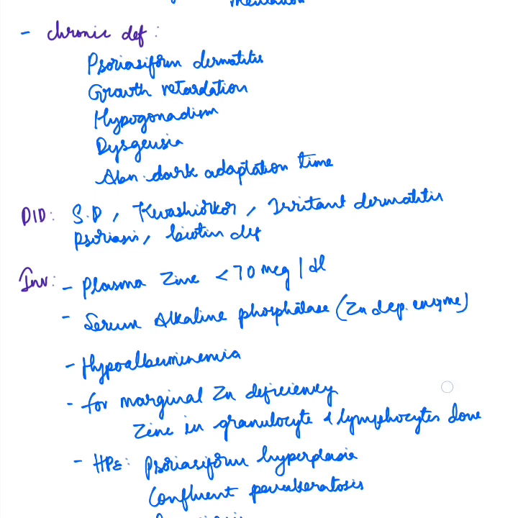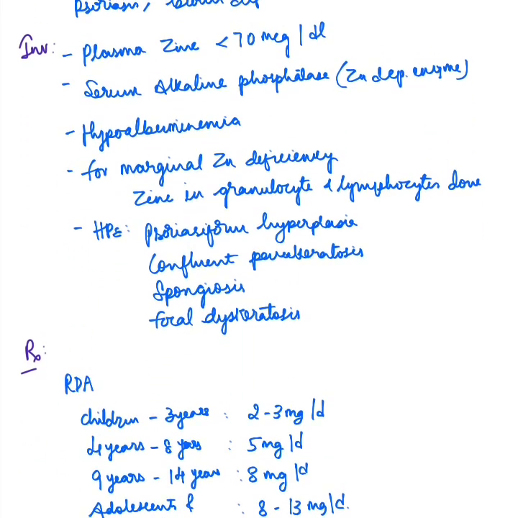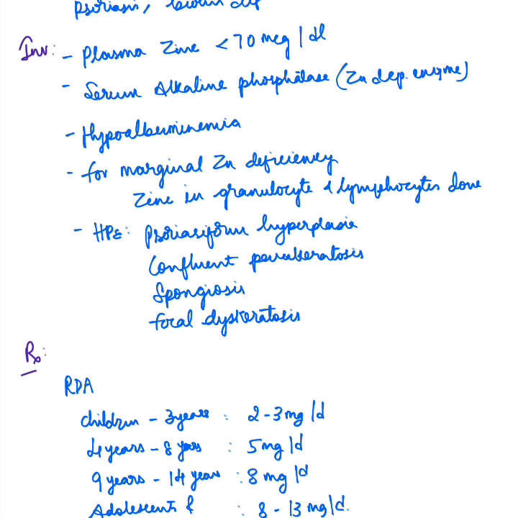Coming to investigations, the plasma zinc level will be less than 70 micrograms per deciliter, and serum alkaline phosphatase, which is a zinc dependent enzyme, levels can also be measured. Sometimes there can be accompanying hypoalbuminemia. For marginal zinc deficiency, zinc in granulocytes and lymphocytes is to be measured. On histopathological examination, there is going to be psoriasiform hyperplasia, confluent parakeratosis, spongiosis, and focal dyskeratosis.